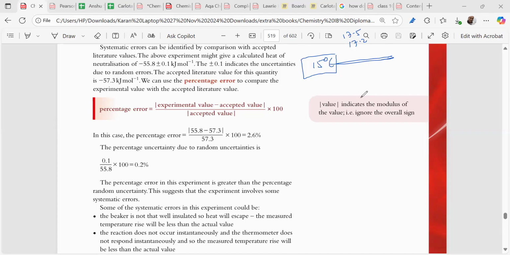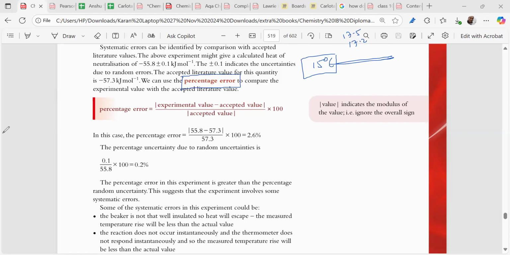Random error will be there, 100% will be there, due to the inability of the measuring apparatus or other uncontrollable features. So when we want to find the amount of deviation or the amount of the systematic error, we have to calculate the percentage error.